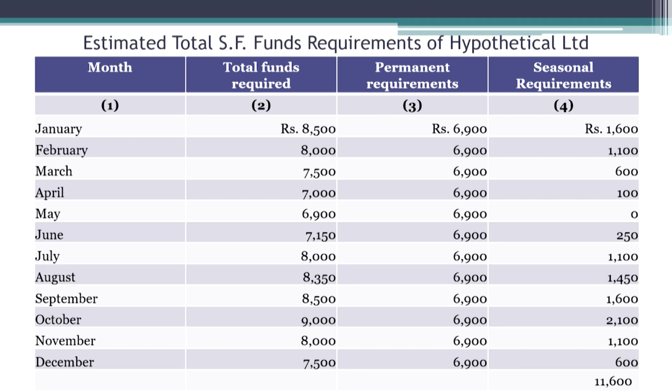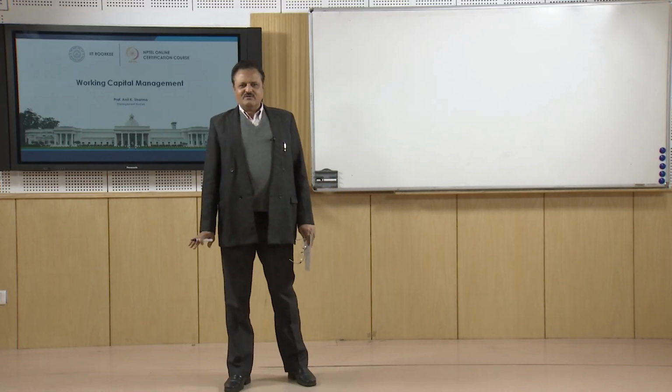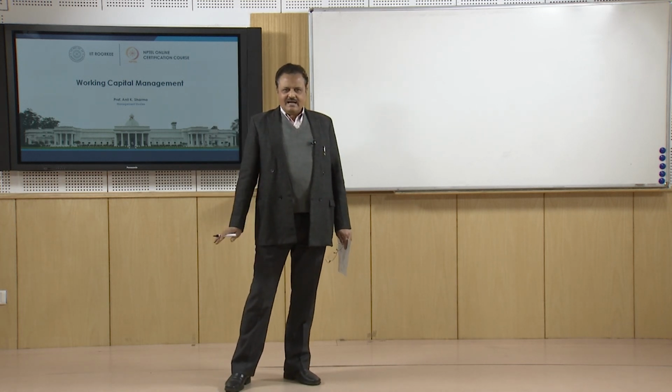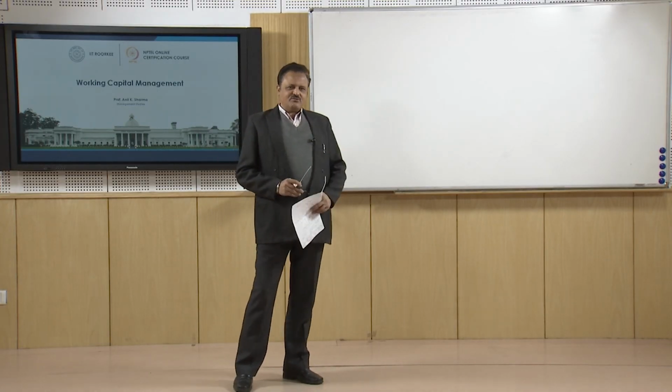Out of that, the permanent requirement can be called the minimum requirement. The minimum requirement is in the month of May, that is 6,900 rupees, and we have assumed that that is the permanent requirement. The short term funds requirement of this company is not going to decrease lower than this level of 6,900 rupees. Now, this is the permanent requirement. So every month requires 6,900 rupees as a minimum.